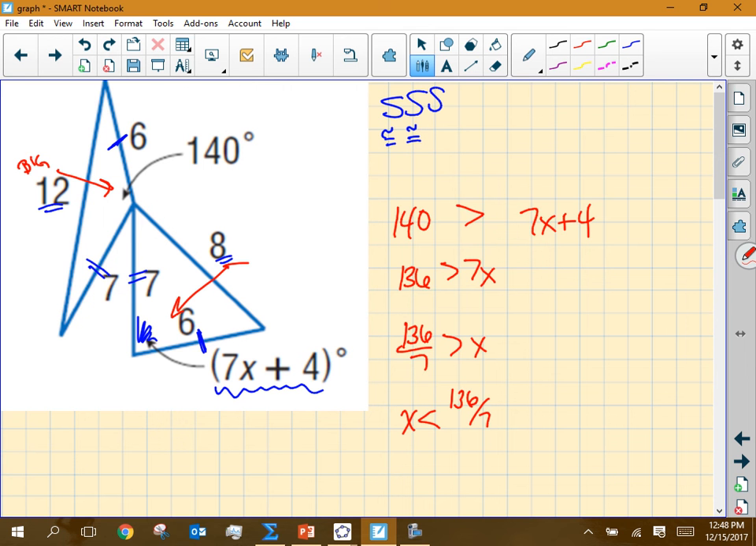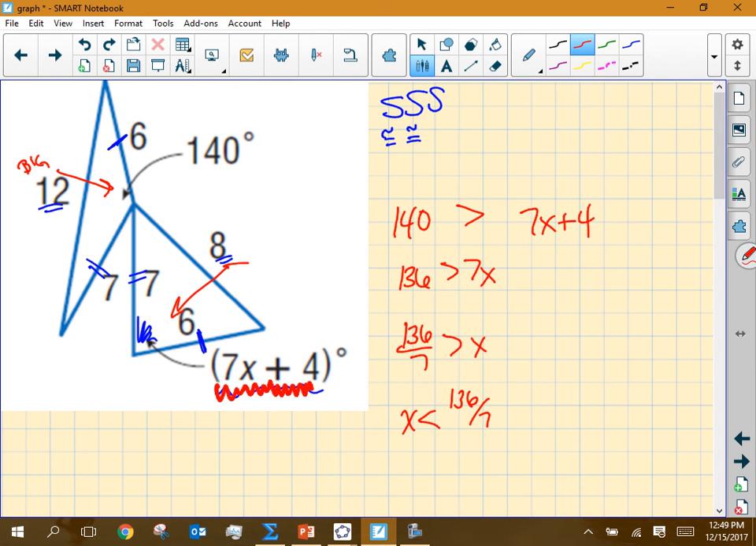We should probably simplify if we can. 7's a prime number, so all I have to do is see if 136 is divisible by 7, and it's not. Okay? So 136 over 7 is fully reduced. So that's one value of our inequality. The next thing is to look at this expression here.